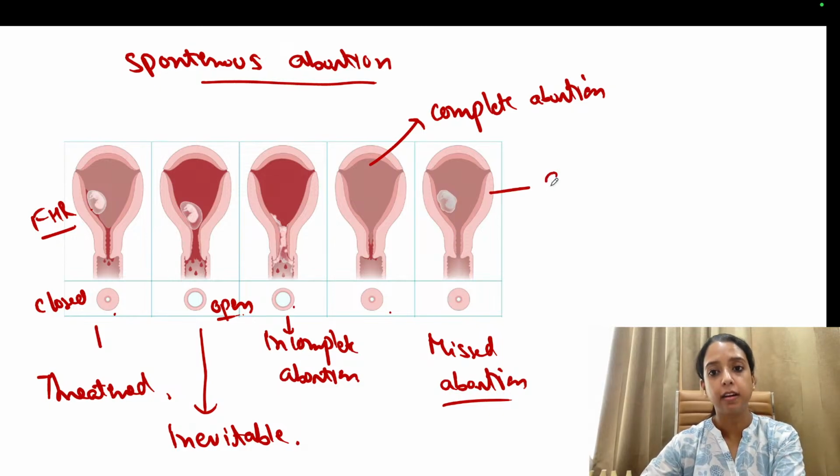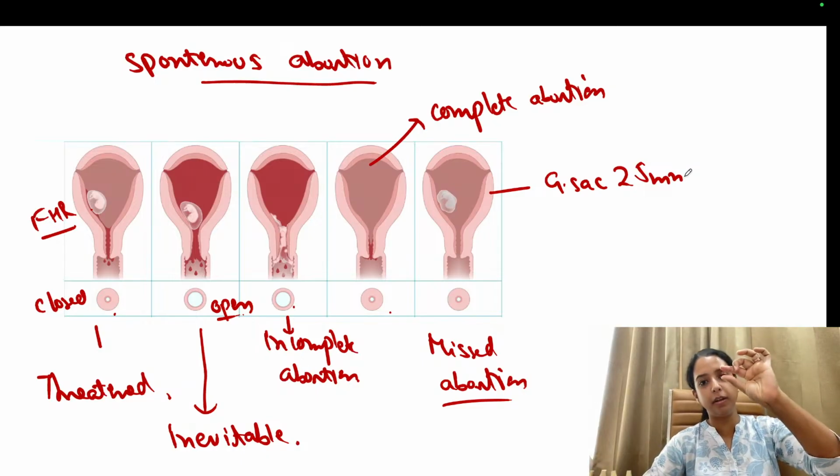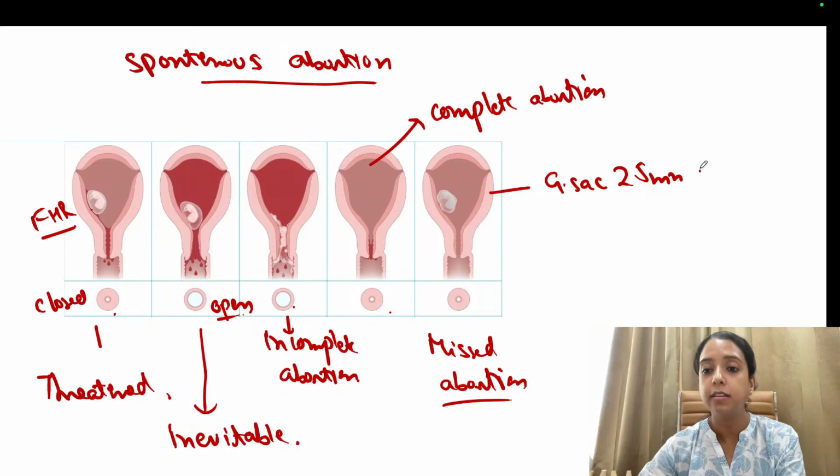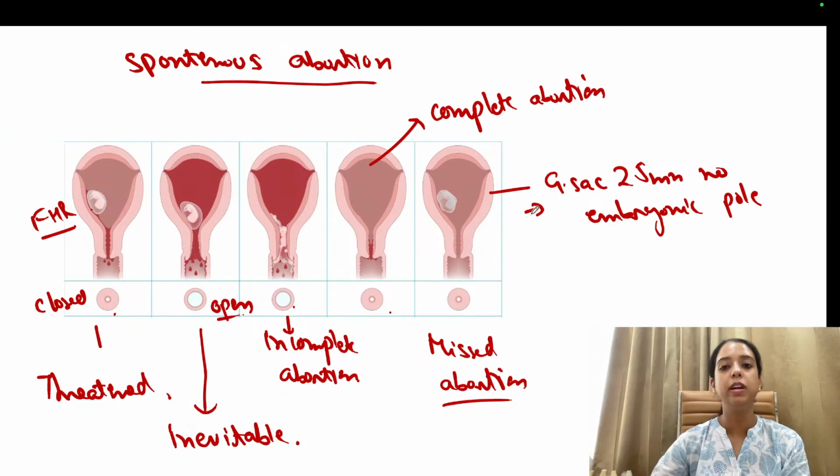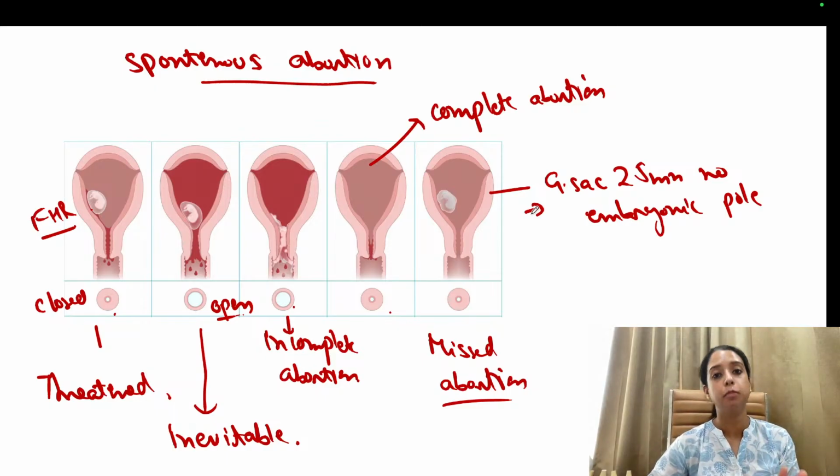There is a G-sac of 25 mm. 25 mm means 2.5 centimeter. This big G-sac is there, but there is no embryonic pole. G-sac is so big, but there is no embryonic pole. It means you don't need to repeat the scan. It is a missed abortion.